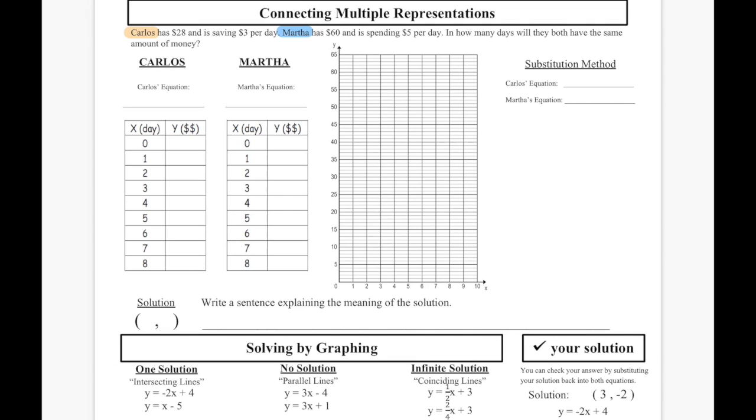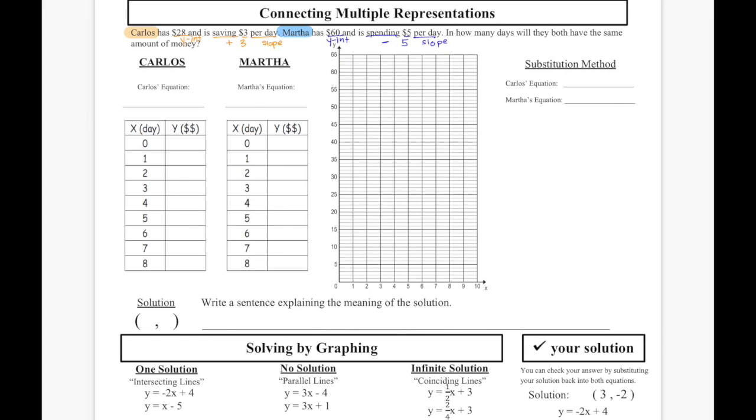So Carlos has $28. That's what he's starting with, so we know that's our y-intercept. That's the amount of money he has at 0 days. And he's saving money, so his money is increasing. And we have $3 per day. That tells us that this is a rate, so I know the $3 is the slope. Now Martha starts with $60, so that's her y-intercept. And she's spending, which means her money is decreasing, $5 per day. So that's our slope, -5.